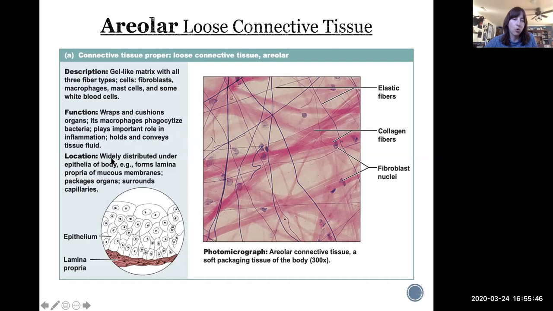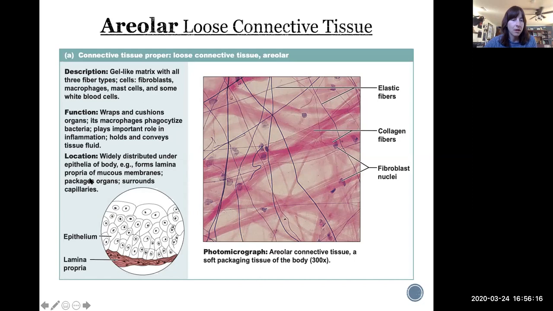Okay, so widely distributed under the epithelia of the body, so underneath your skin, and also as the basal membrane to the epithelium that's lining your digestive tract, right? Your gut. The mucous membranes, which are again epithelium, it's going to form a membrane underneath or amongst those layers of epithelia.